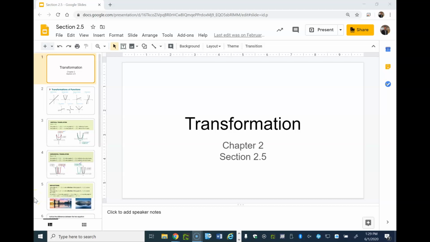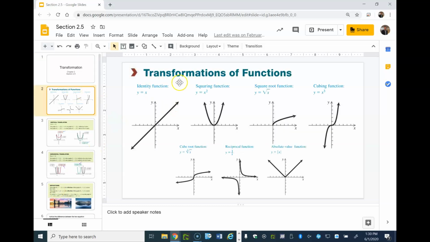Hello, with this video, I wanted to go over section 2.5, transformation. This will help a little bit with this section, working in my Math++ and maybe some of the bookwork. The first thing, these are the slides that I posted in Moodle.